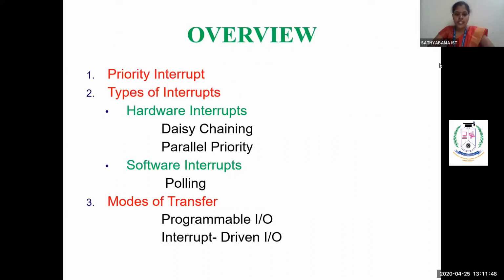The overview of the sections: we are going to see priority interrupt and types of interrupt. In the types of interrupt, you have two types, hardware interrupts and software interrupts. In hardware interrupts, we are going to see two examples, daisy chaining hardware interrupt and parallel priority hardware interrupt. In the software interrupt, we are going to use the polling method. Next topic is modes of transfer. In the modes of transfer, we are going to see programmed I/O and interrupt driven I/O, or interrupt initiated I/O. Let's get into the topic.